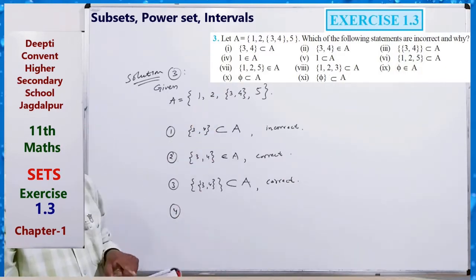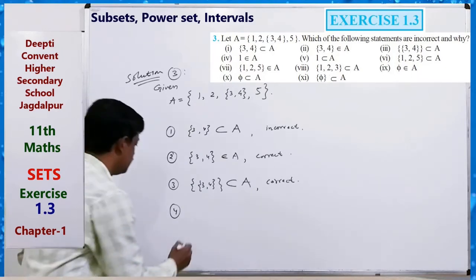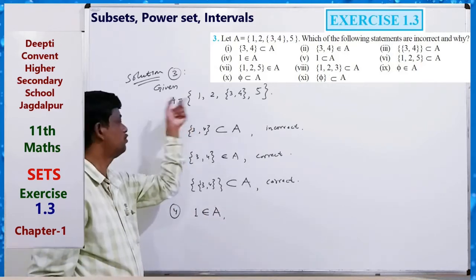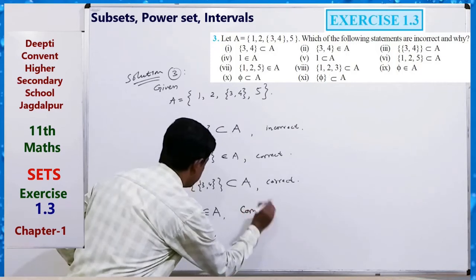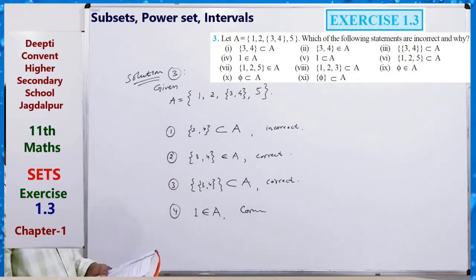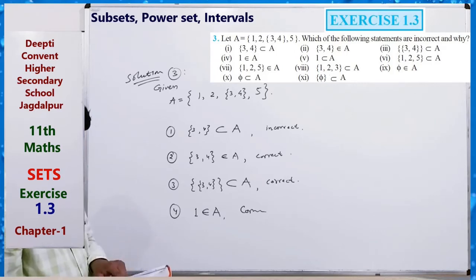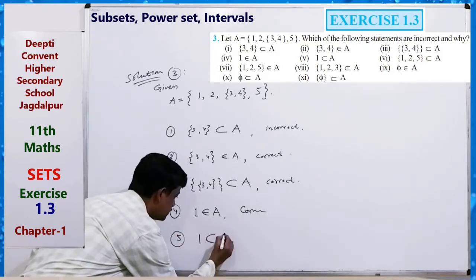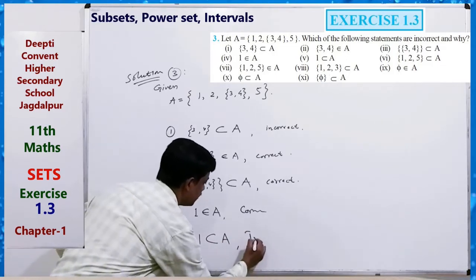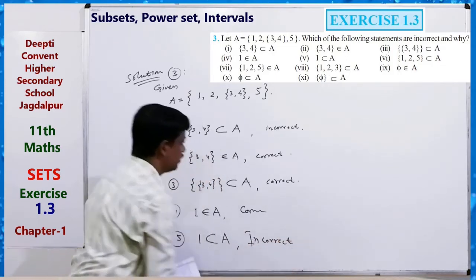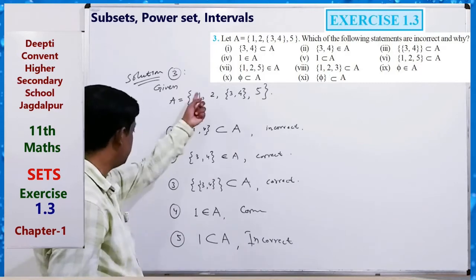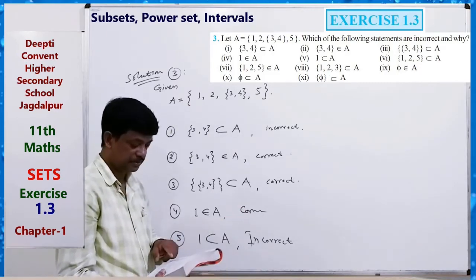Question is 1 belongs to A. Here 1 belongs to A. Yes, 1 is an element of this set. Correct. Then 1 subset of A. Incorrect. Very clearly incorrect, because 1 is an element of it, not a subset.